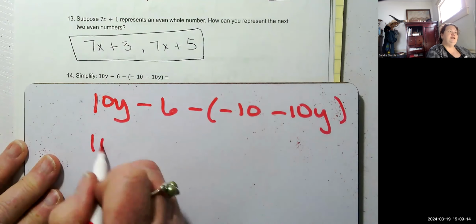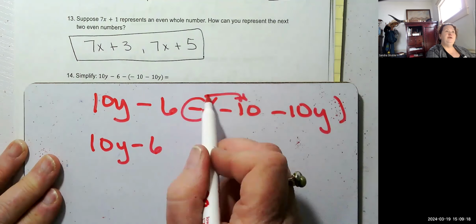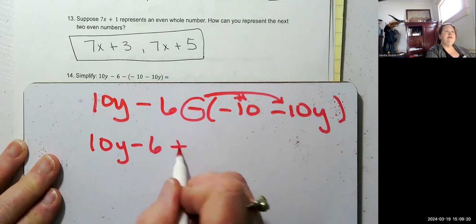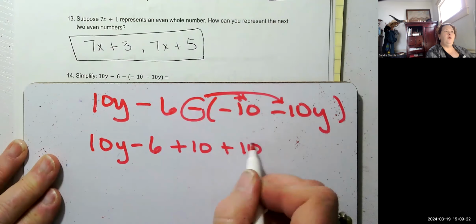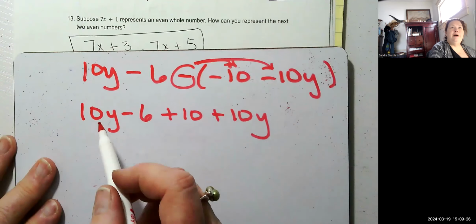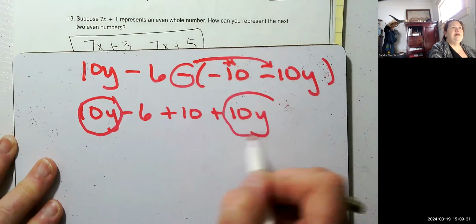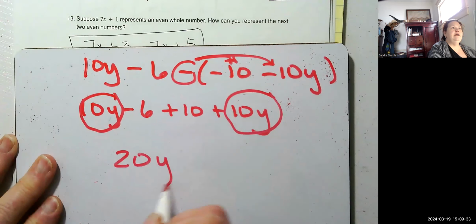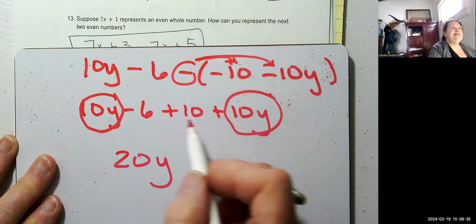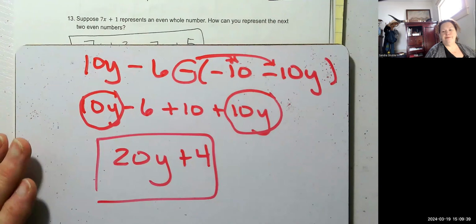So the first thing I'm going to do is distribute this negative over this binomial. And I get positive 10 plus 10y. All right. Now I'm just going to combine like terms. I can combine the 10y and the 10y and get 20y. Negative 6 plus 10 is plus 4. And that's your answer.